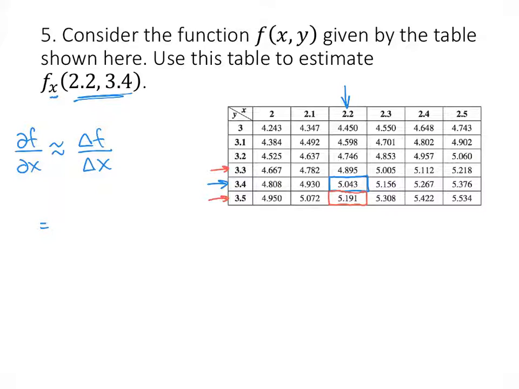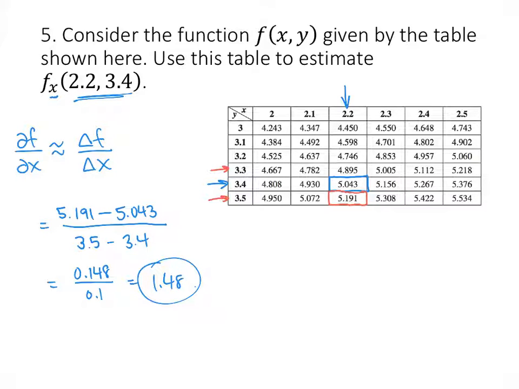So what's my delta x? Well, my delta x is going to be the difference between those two x values, 3.5 and 3.4. My delta f is going to be the corresponding f value, 5.191, minus the corresponding f value, 5.043. When we subtract, we get 0.148 on top, divided by 0.1 on the bottom. That works out to be 1.48. And that's our estimate for the partial derivative.